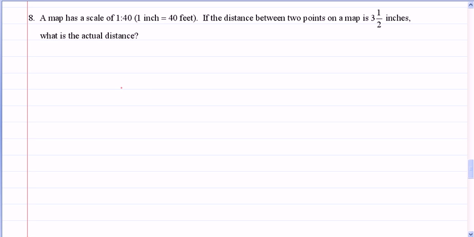For number 8, this is an example of a scale drawing. A map has a scale of 1 to 40. And 1 to 40 means 1 inch equals 40 feet. So when you measure out 1 inch on a map, the actual distance is 40 feet.